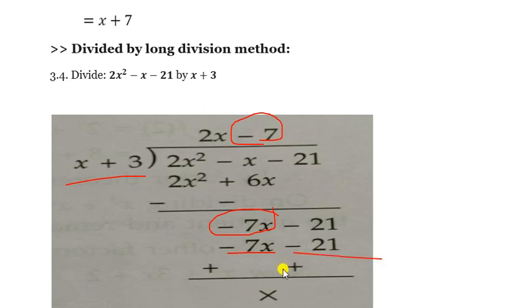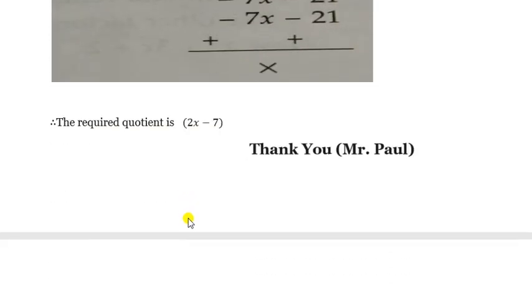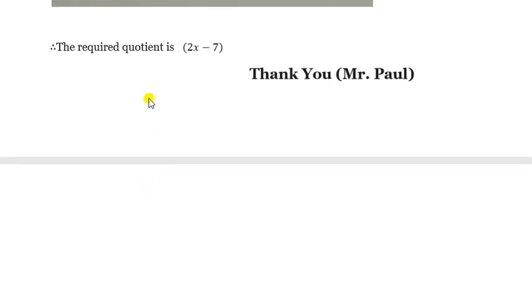Now if we change the sign, minus will become plus and here also minus will become plus. So here minus 21, here plus 21, and here minus 7x, here plus 7x. We will simplify, then we will get remainder as 0. We will get remainder as 0. So our quotient will be 2x minus 7.